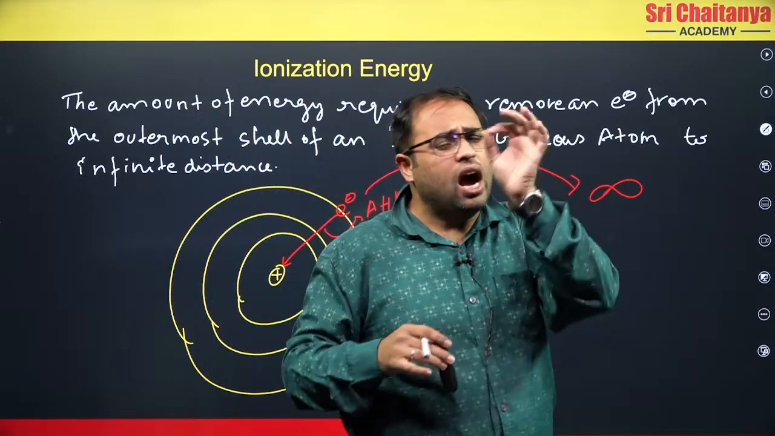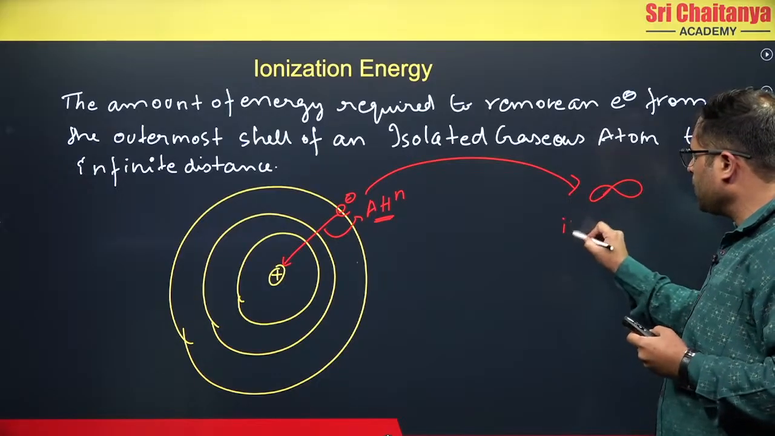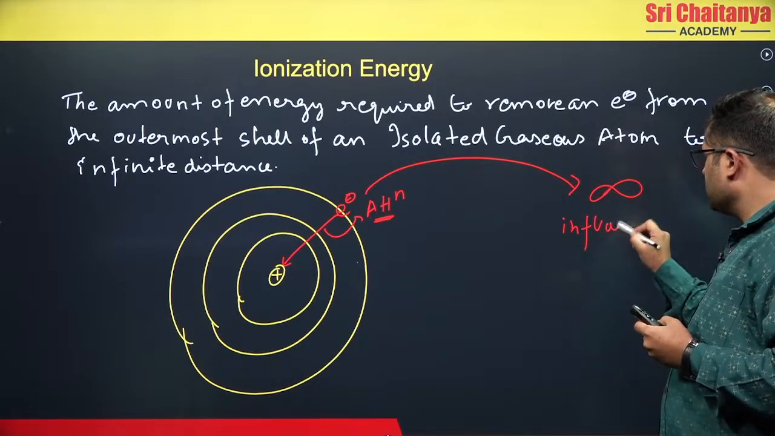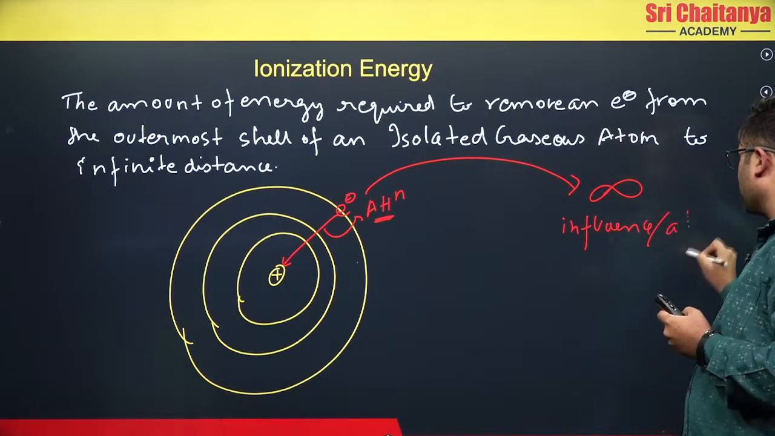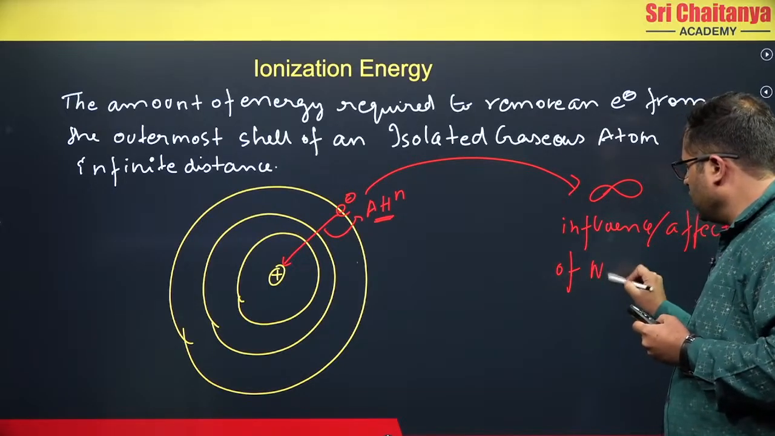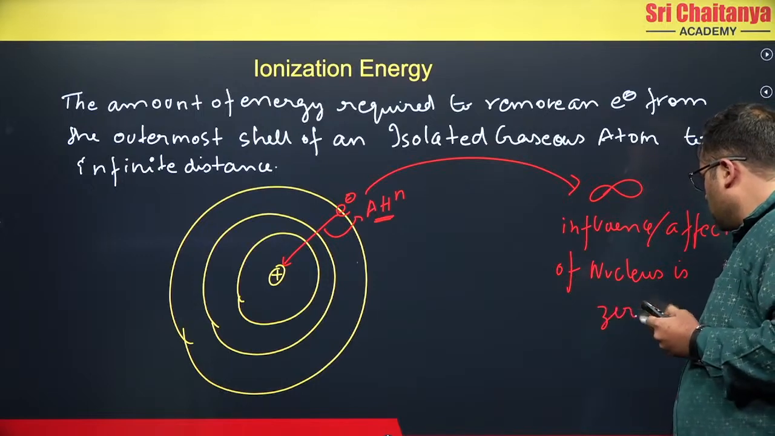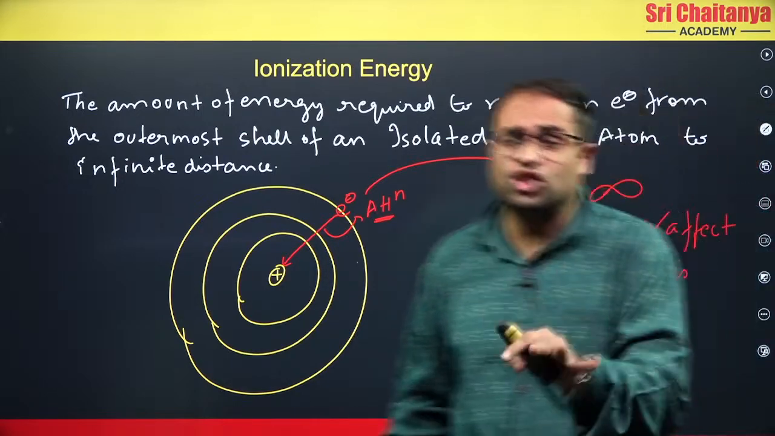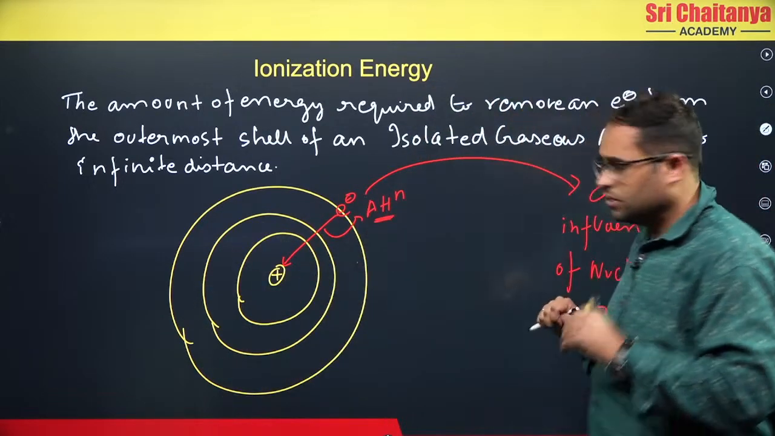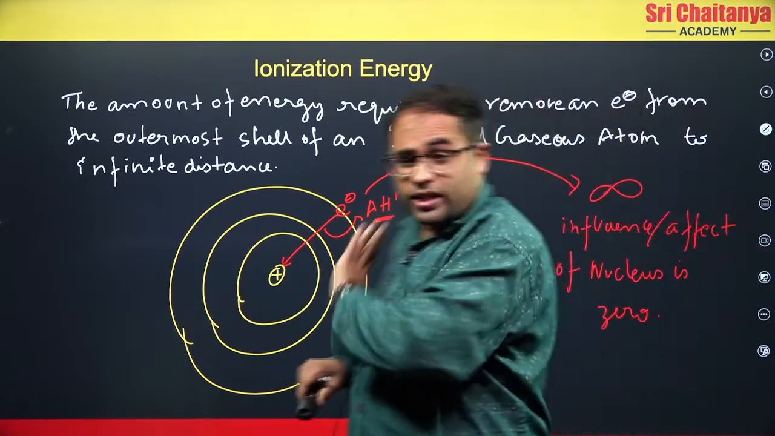Now, why infinite distance? Well, we can be 100% sure that at infinite distance, the influence or effect of the nucleus is 0 on the electron. There is no attraction on this electron, right? So, now this was the process.